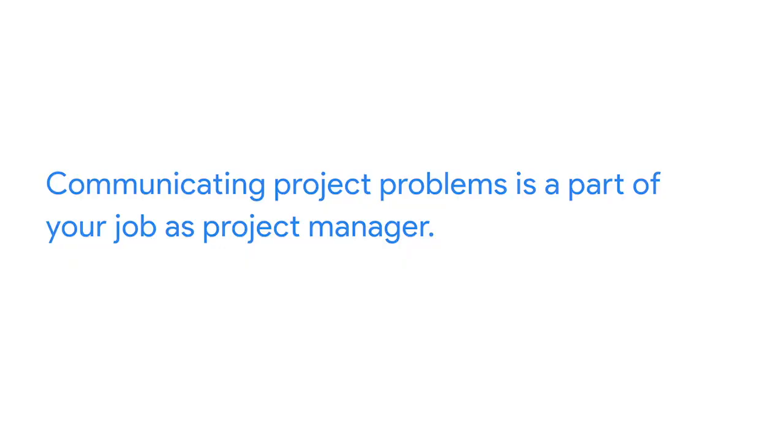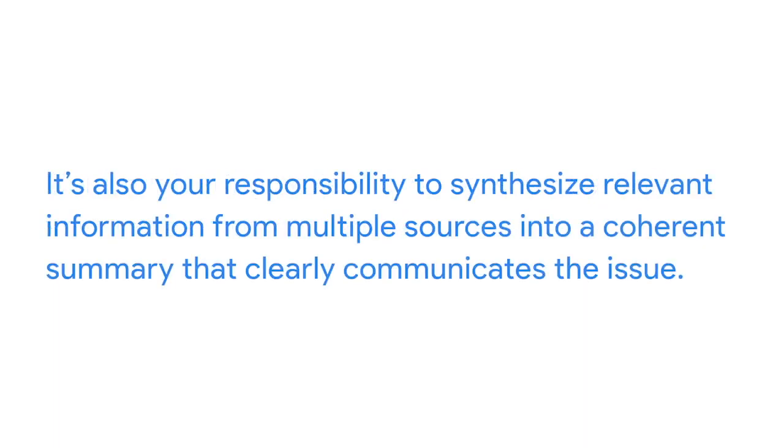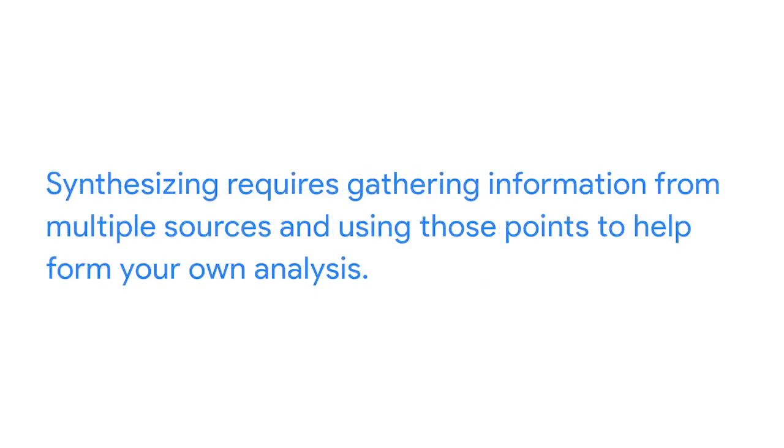Let's review. Communicating project problems is a part of your job as a project manager. It's also your responsibility to synthesize relevant information from multiple sources into a coherent summary that clearly communicates the issue. Synthesizing requires gathering information from multiple sources and using those points to help form your own analysis. In the upcoming activity, you'll practice communicating project problems by writing your 1 to 2 sentence overview of a problem with the Sauce and Spoon tablet pilot. You'll write this overview using information you'll synthesize from supporting materials. After you've completed the activity, meet me in the next video to learn more about project problems.